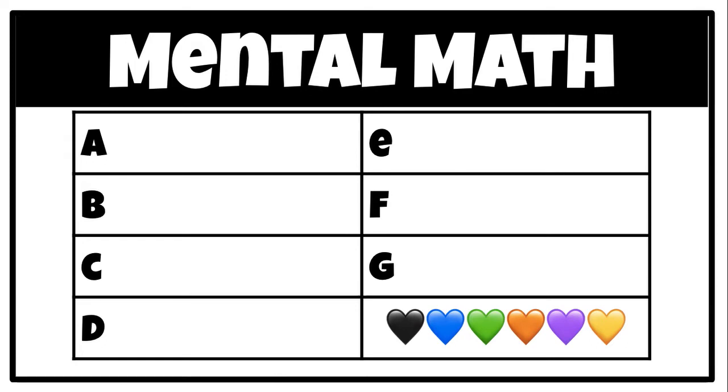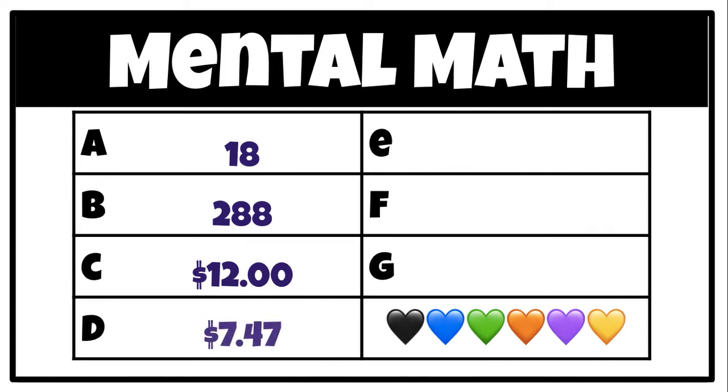Okay, if you want to go back, you can just rewind this and watch it again, or do it again. But otherwise, let's grade it and see how you did. For A, did you get 18? How about 288 for B? Did you get $12 for C? D is $7.47.